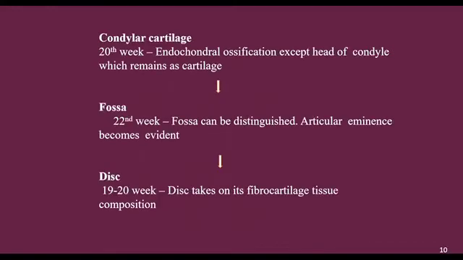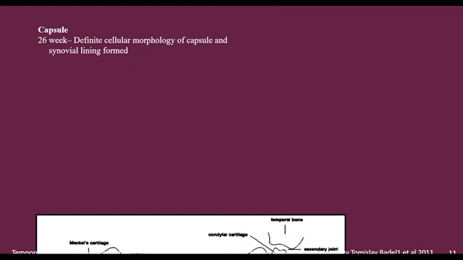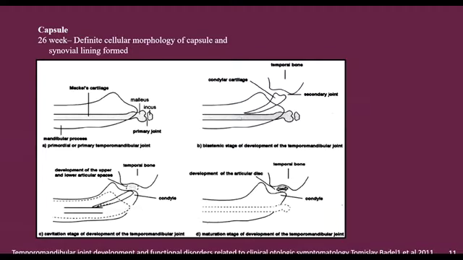Condylar cartilage, the endochondral ossification, except the head of condyle, remains as the cartilage in the 20th week. 22nd week, fossa can be easily distinguished. Articular eminence becomes evident. 19th to 20th week, the disc takes on its fibrocartilage tissue composition. 26th week, definite cellular morphology of capsule and synovial lining formed by the endothelial cells is produced. So this is the summary of embryological development, the primary temporomandibular joint, and this is the secondary temporomandibular joint.